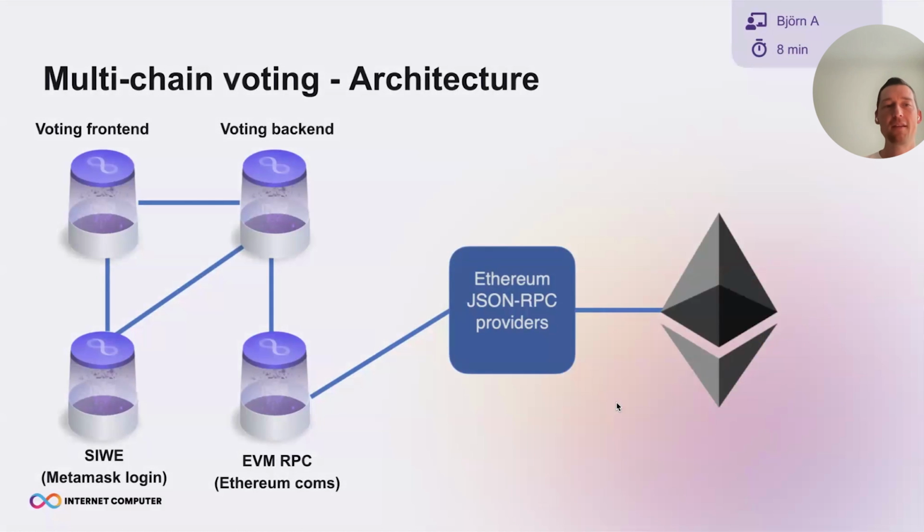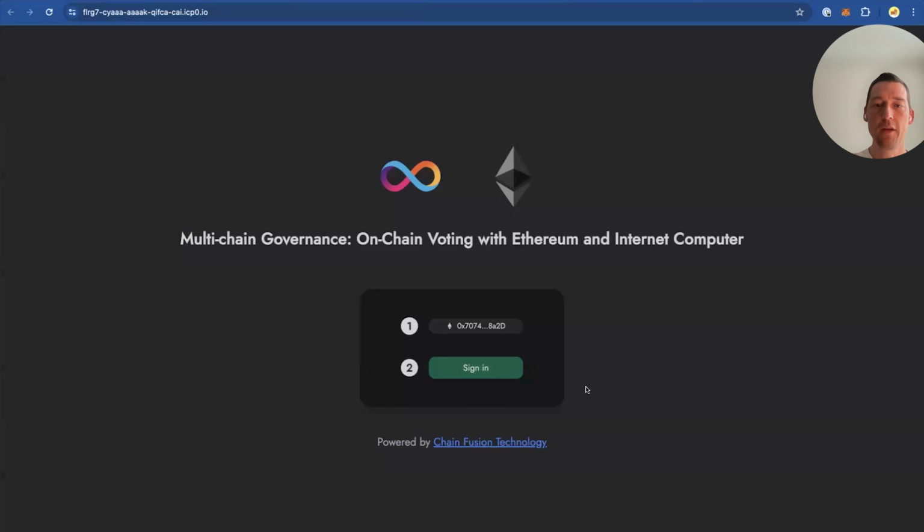Here is how that's done, the high-level architecture. There are two canisters for the voting, a front-end and a back-end canister. They talk to the Civic canister, which is used for the MetaMask login. That's a community project written by Christopher Lund, and it allows you to log in using MetaMask and then link an ICP principal with an Ethereum address. In addition, the voting backend talks to Ethereum using the EVM RPC canister, which in turn talks to various Ethereum JSON RPC providers.